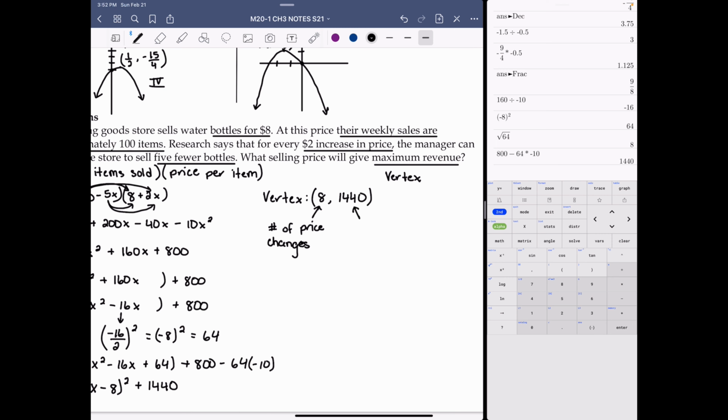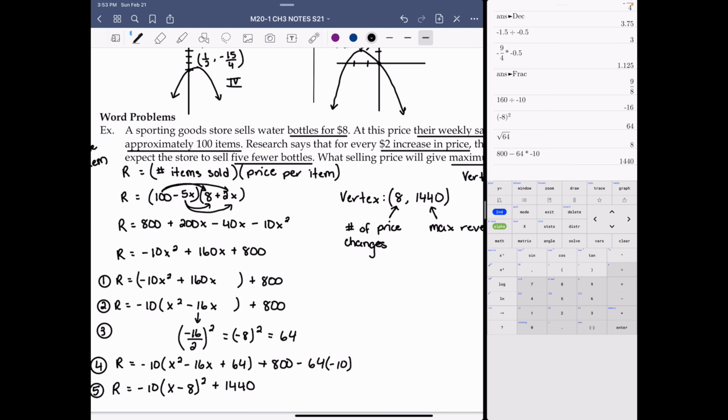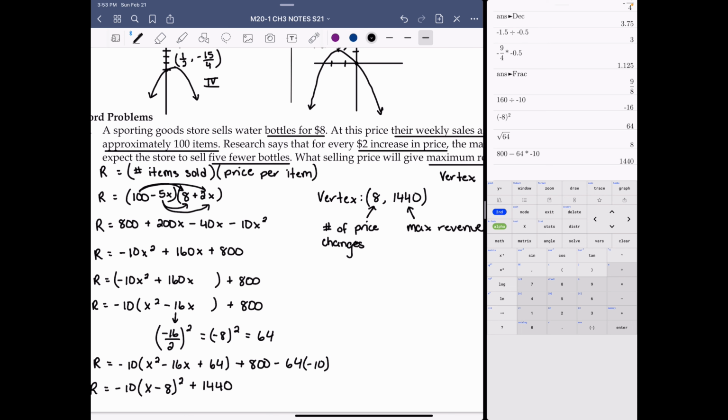And the y value is the max revenue. The question says, what selling price will give the maximum revenue? So we want to know what's the new price of the item. If we look over here, the new price of the item is 8 plus 2x.